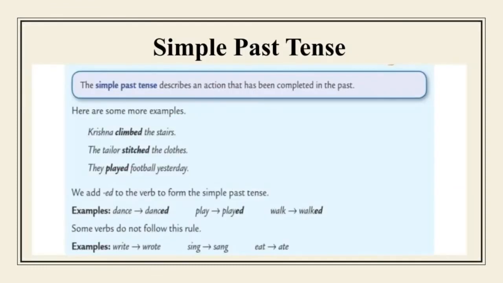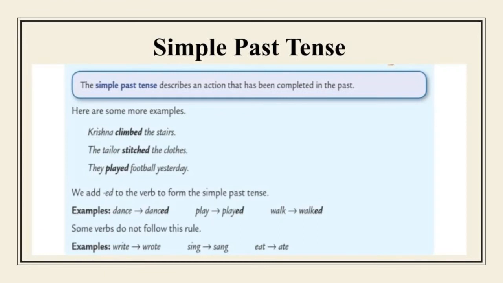Okay students, now we are going to see another chapter, that is past tense. What do you mean by past tense? Yes, past tense means it's an action that has been completed in the past. Past tense, it is used to talk about a completed action. It is used to talk about a completed action in a time before now.